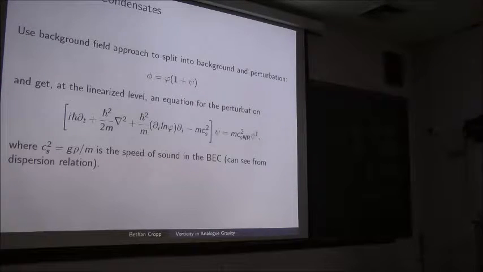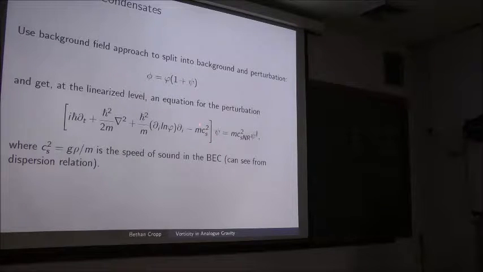I'm not going to go into the mathematical details too much, but I'm going to explain the procedure, that we're just going to take a background field approach, and we're going to split it into something that solves this equation plus a perturbation on top of that. And we can get a linearized equation for what the perturbation has to obey.